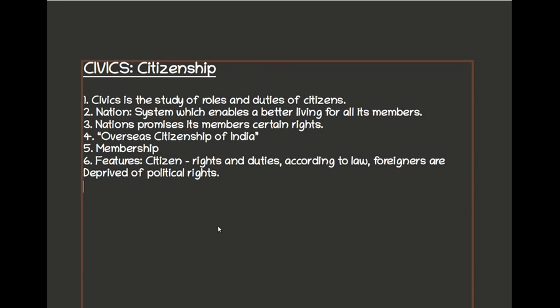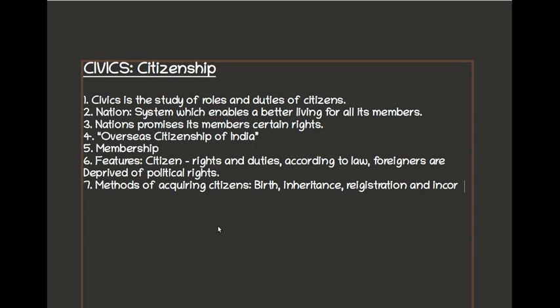So let's make a list of them. Methods of acquiring citizenship. Try to pause the video and see if you can recall. The methods are by birth, by inheritance, by registration, and incorporation. Okay, so these are the 4 methods by which you can get citizenship of a nation.